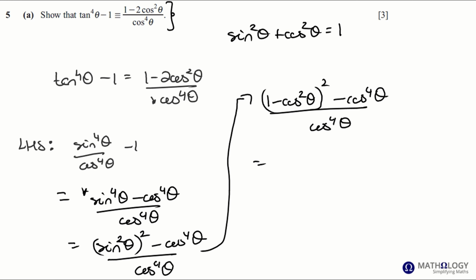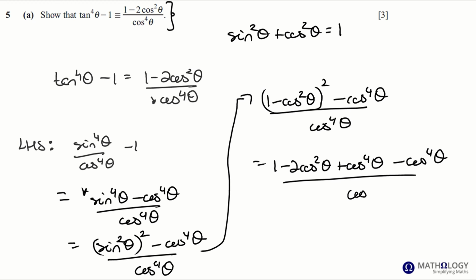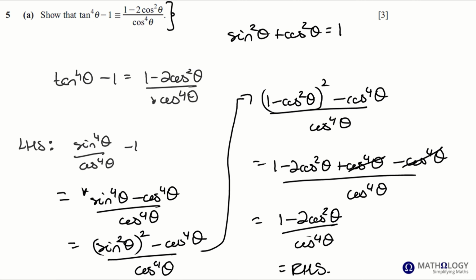We can now square out and FOIL out this bracket, so we have 1 minus 2 cos squared theta plus cos to the 4 theta minus cos to the 4 theta, that's all over cos to the 4 theta. Cos to the 4 theta minus cos to the 4 theta is 0, and we have 1 minus 2 cos squared theta over cos to the 4 theta, which equals the right hand side.